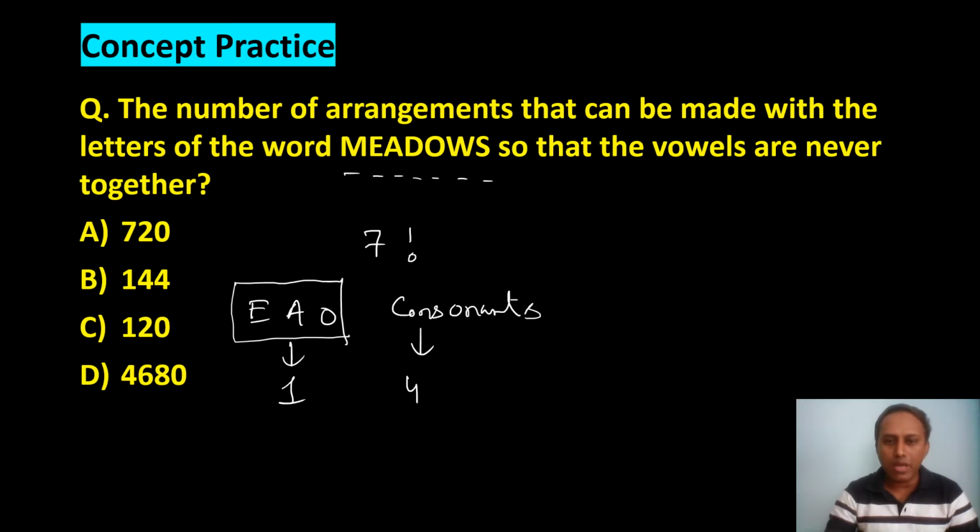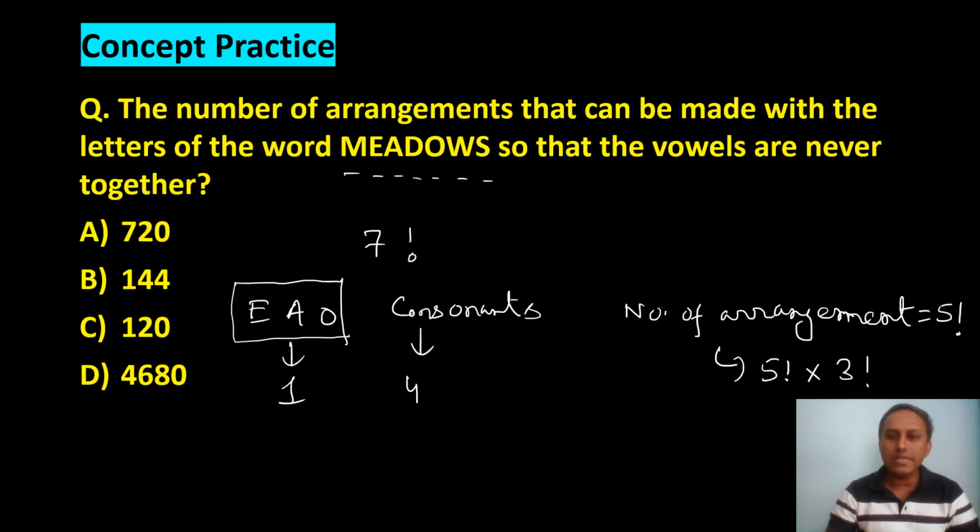What will be the number of arrangements therefore? 5 objects, so factorial 5. Now for one such arrangement, the vowels can be rearranged among themselves inside the box. So 3 letters, factorial 3. So the total arrangements where the vowels are always together would be factorial 5 into factorial 3.